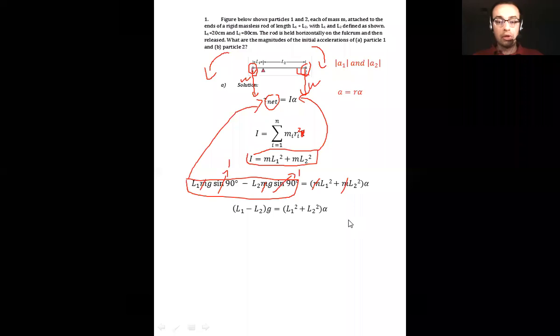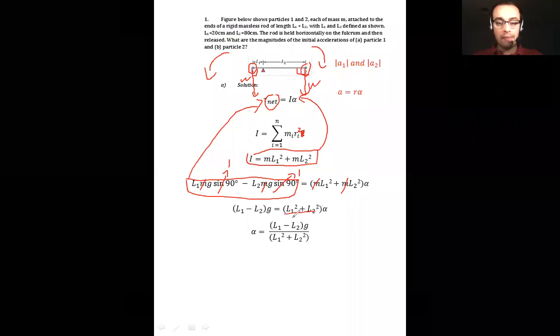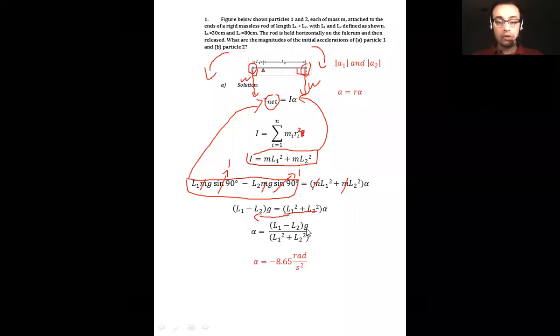And now what we're able to do is come up with a nice expression for alpha. So we just bring this guy over to the other side of the equation, and we have alpha equals (L1 minus L2) times g over (L1 squared plus L2 squared). Okay, and we know what L1 and L2 are, and we know what g is, because presumably this is happening on Earth, and we find that alpha is equal to negative 8.65 radians per second squared. What exactly does that tell us?